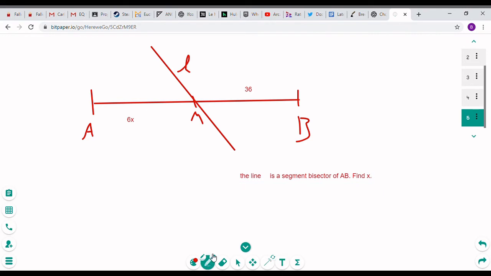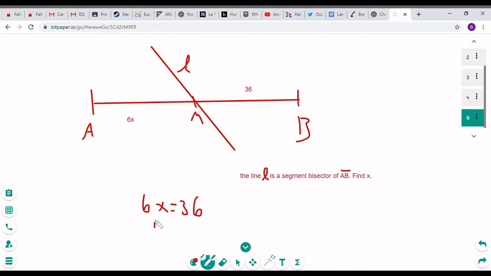Okay, and now we just need to include the symbols. We include a bar over AB because we're talking about the whole segment. We include a lowercase cursive l because that's the name of the line. Because it's a segment bisector, both sides are equal because they're both exactly half, so we can set 6x equals 3x. This is a common thing we'll do throughout this class, setting two parts equal.